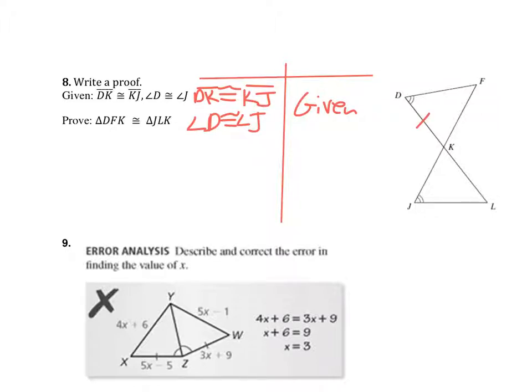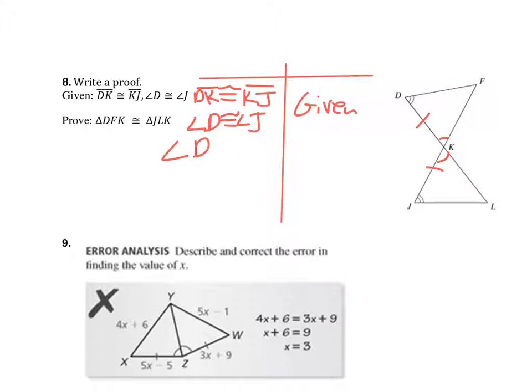So DK is congruent to KJ. Mark them. A lot of people don't mark them, and they get lost, and they don't realize why they're lost. It's because they can't see it. So angle D is congruent to angle J. That's already marked. So we've got these intersecting lines, and so we need to always be looking for vertical angles. And that's all we need there.